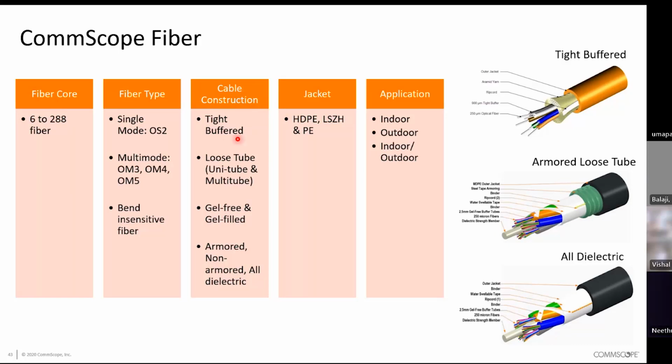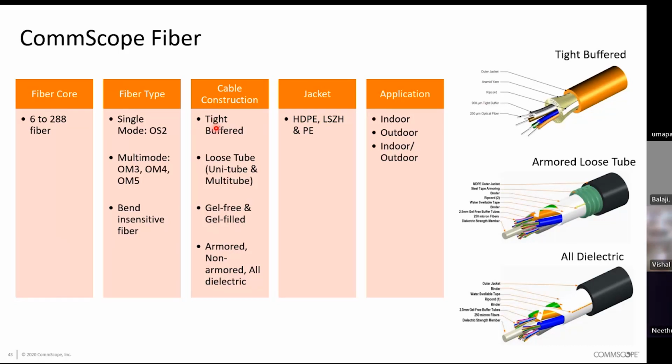Then construction type. You need to know where multimode and where single mode needs to be used. Generally multimode is within the building, and you know the distance it can support for 10G applications. So it depends on what type of area you are going to use it in, whether inside the floor, floor to floor, or building to building.